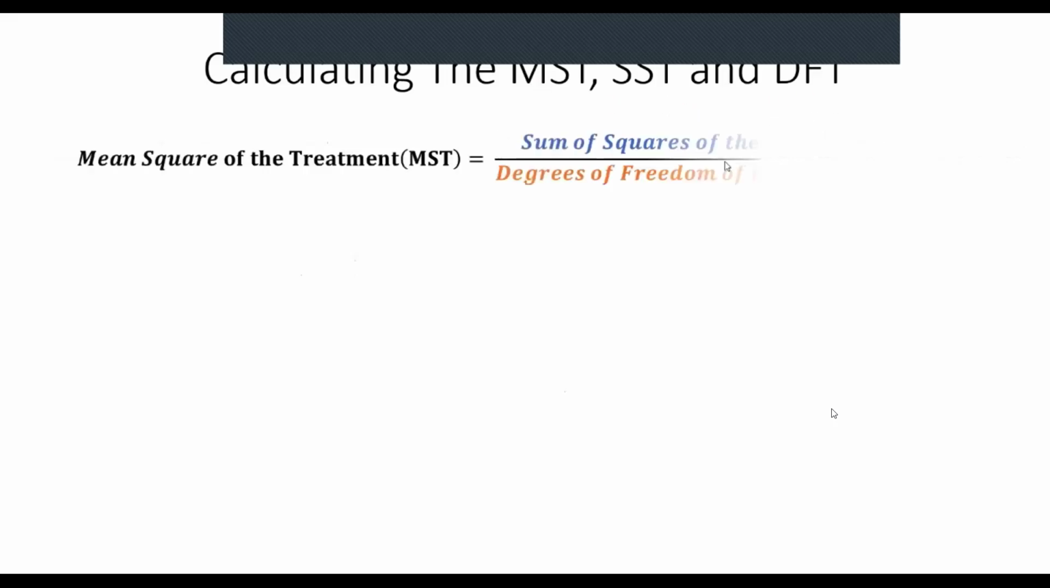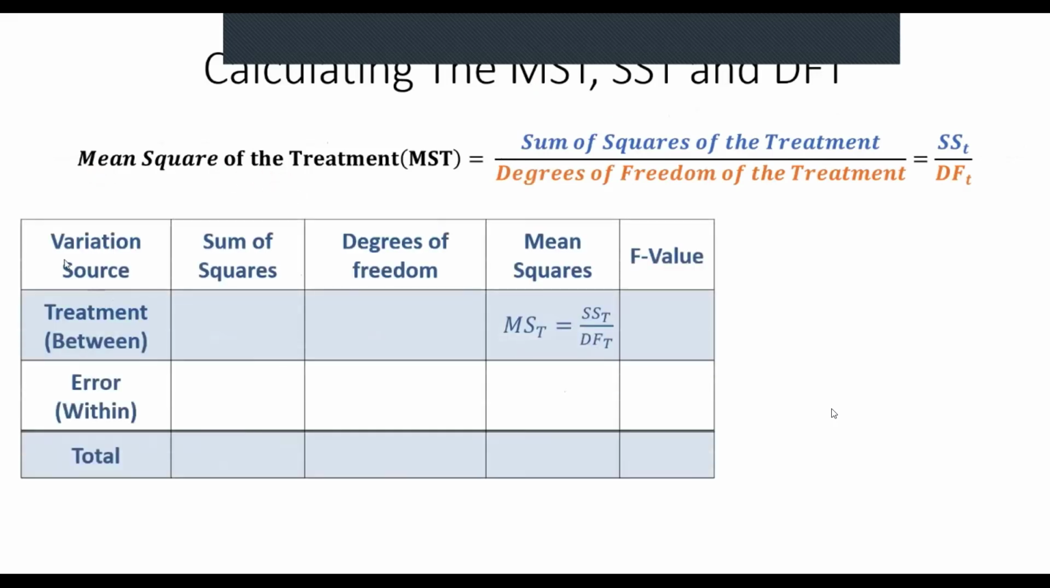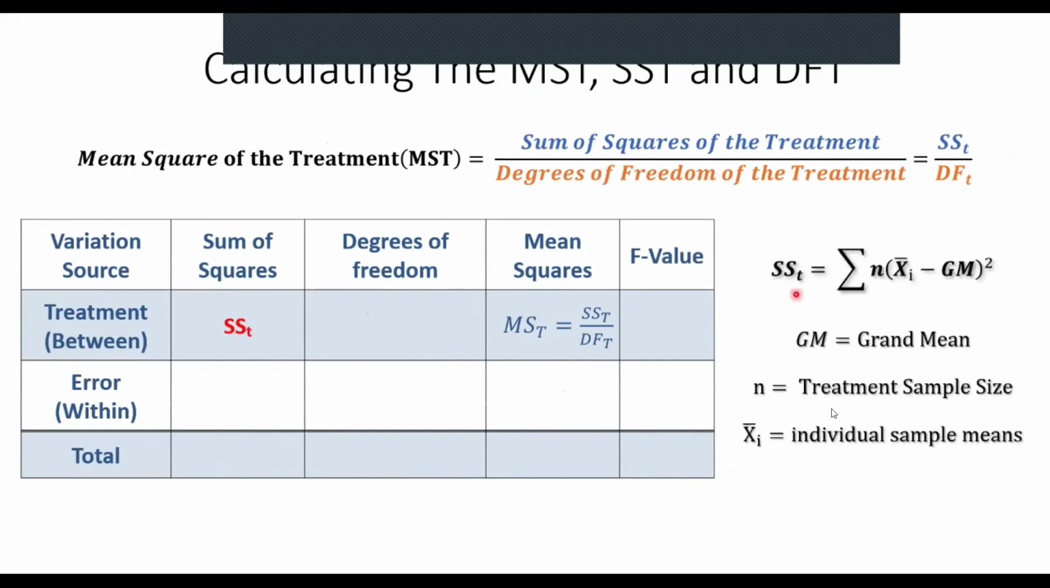Okay, so let's now actually talk about how you would calculate the mean square of the treatment, the sum of squares of the treatment, and the degrees of freedom of the treatment. Here's the equation for calculating the mean square of the treatment. In terms of the ANOVA table, your mean square of the treatment goes right here, and it's equal to the sum of squares of the treatment divided by the degrees of freedom. Here is the equation for calculating the sum of squares of the treatment, okay? And remember, when we say treatment, we mean the variation between the treatment groups. That's what the word between means.